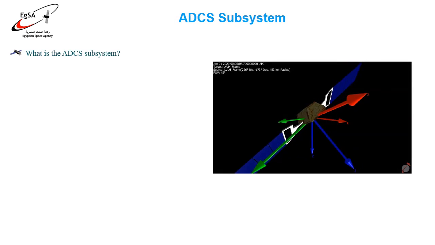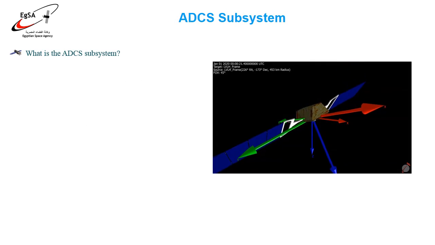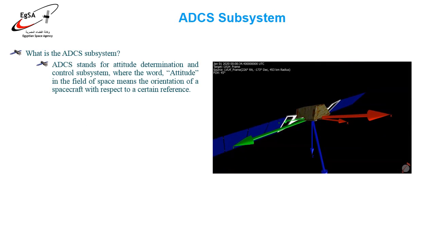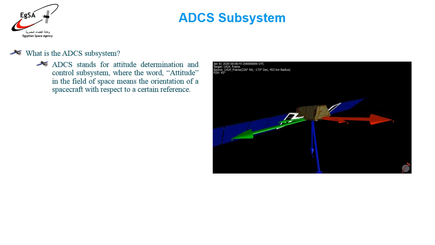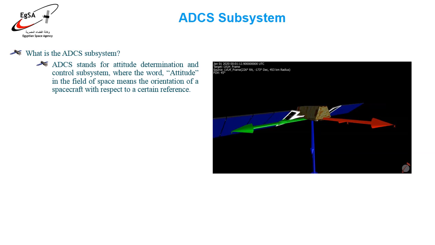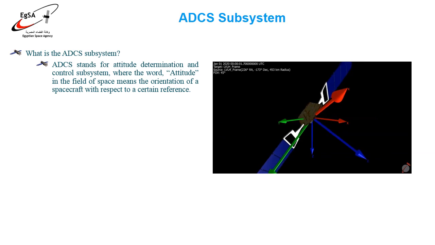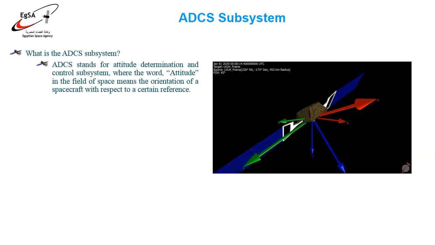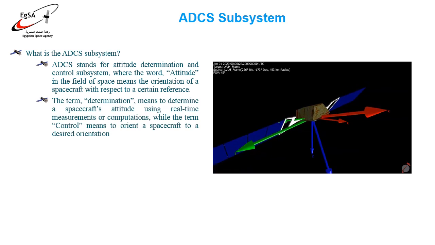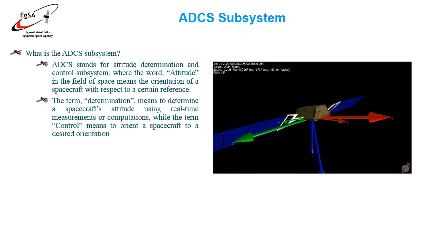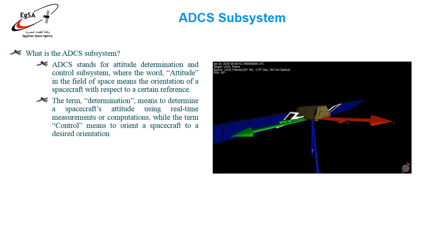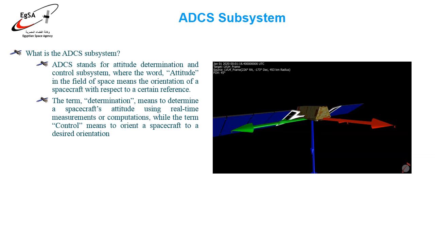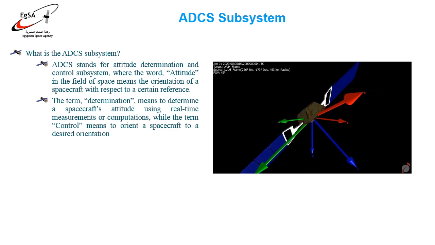So what is meant by ADCS? ADCS stands for Attitude Determination and Control Subsystem, where the word attitude in the field of space means the orientation of a spacecraft with respect to a certain reference. The term determination means to determine a spacecraft's attitude using real-time measurements or computations, while the term control means to orient a spacecraft to a desired orientation.